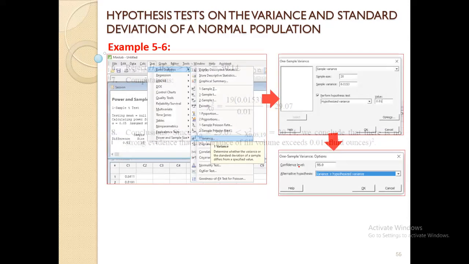And also we can do this in Minitab. You use the basic statistics menu and go to the variance test.